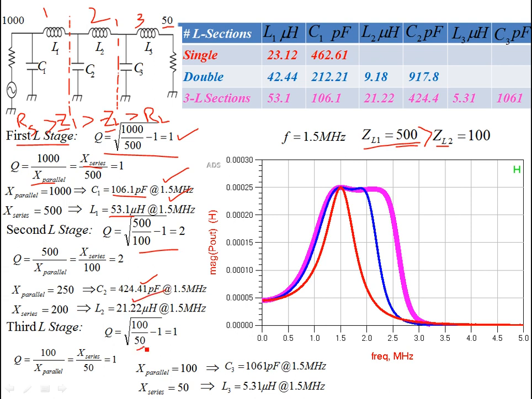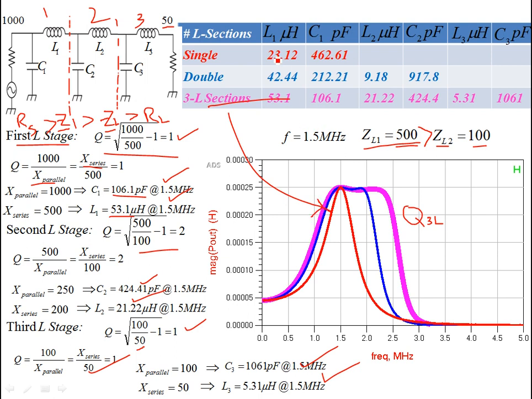The low one is your load resistor over here. The high is not ZL1, actually ZL2 over here. So this is 100, and 100 is greater than 50. So that's how you find the Q. From the design equations, find the reactive elements at 1.5 megahertz. And what you end up with in simulating this circuit is the Q of a 3L section matching network. This is in pink, so this corresponds to this pink curve over here.